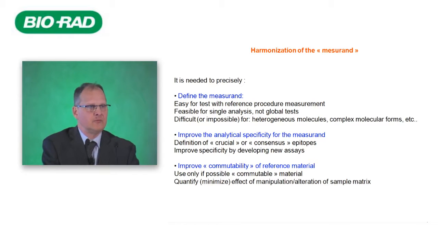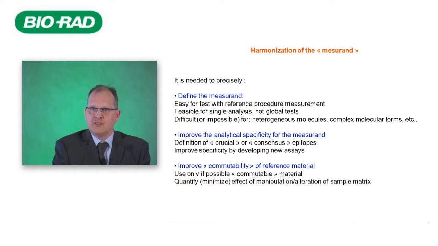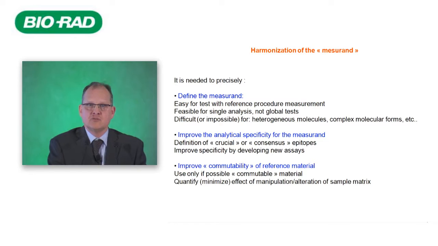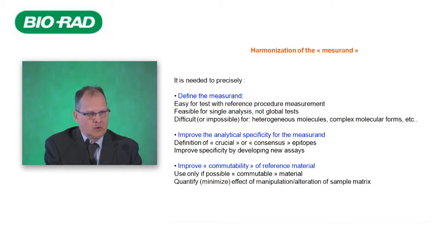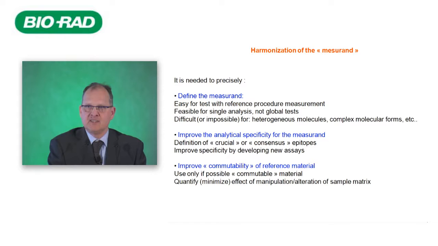For example, to take the example of a cardiac marker such as brain natriuretic peptide, we only know recently which forms are circulating. So how can we add pure BNP without knowing exactly what the circulating form of these molecules is? We must also improve the analytical specificity of the measurement by defining, for immunologic tests, crucial or consensus epitopes. This is the case, for example, in troponin, where there is a global IFCC and international consensus about a particular sequence within the troponin, which must be recognized by all the tests, including non-official tests or non-reference tests.